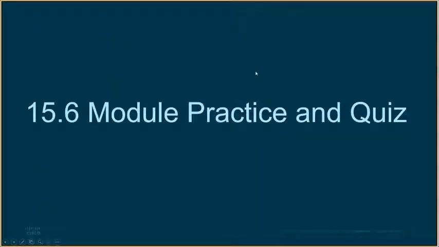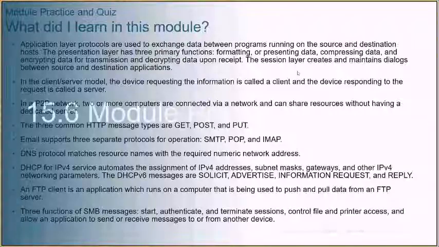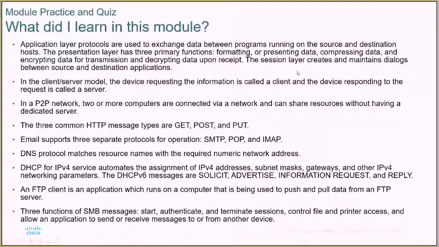Okay, that's it for the chapter. Bit of a recap. The application layer protocols are used to exchange data between programs running on the source and destination hosts. The presentation layer has three primary functions: formatting or presenting data, compressing data, and encrypting data for transmission, and decrypting data on receipt.